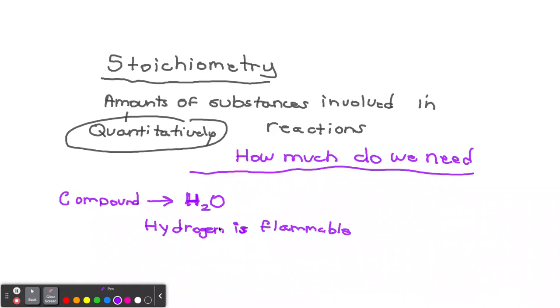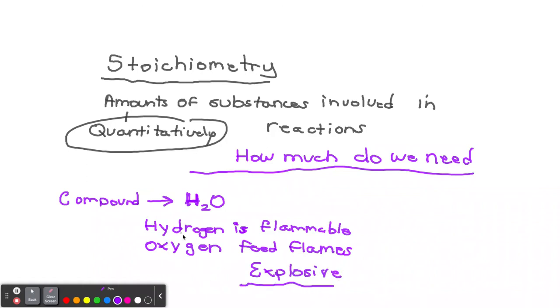So hydrogen is flammable, and oxygen feeds flames. This is not a mixture you want to mess with. So this is a dangerous combination, and it could be explosive. But guess what? It gives us water. But it's interesting how these two alone, if coming together, could be dangerous. In other words, breaking these bonds could be dangerous.